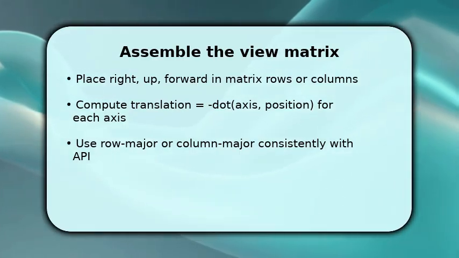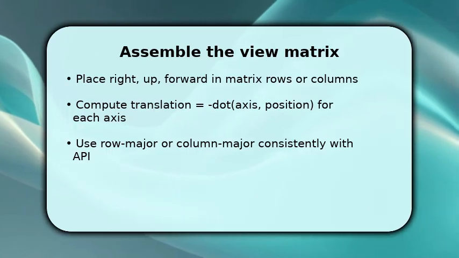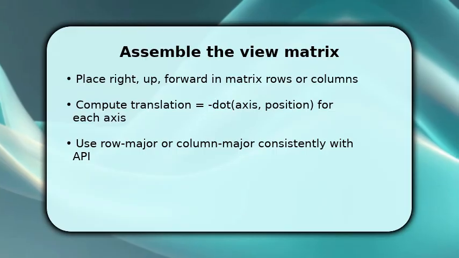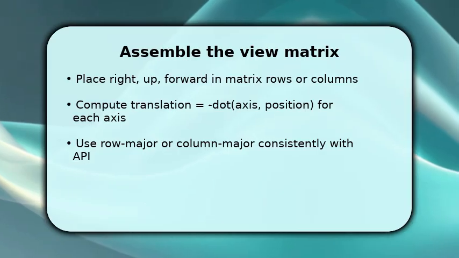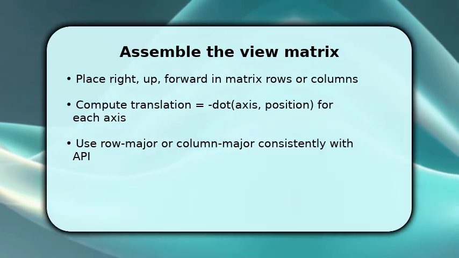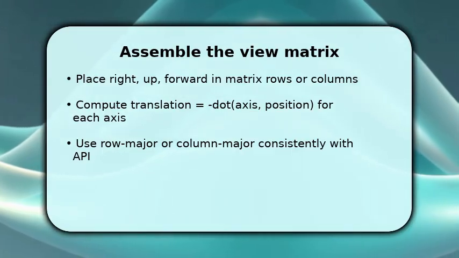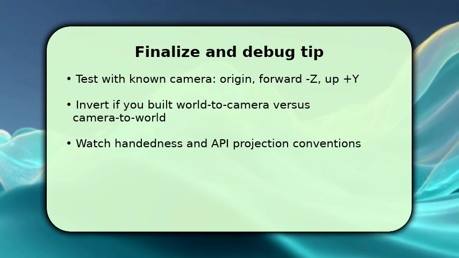Then compute translation entries by taking the negative dot product of each axis with the camera position. Tx equals negative dot(right, position), Ty equals negative dot(up, position), Tz equals negative dot(forward, position). Once computed, insert those into the matrix fourth column or row as required, and you have the camera to world to view transform ready. You're almost done.